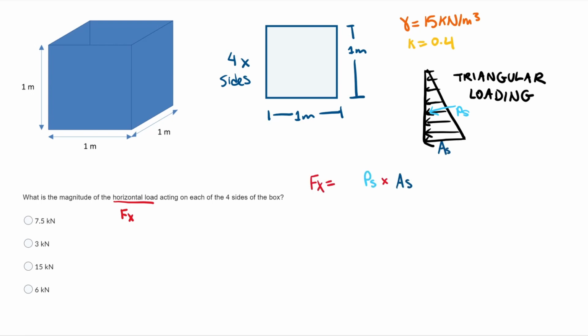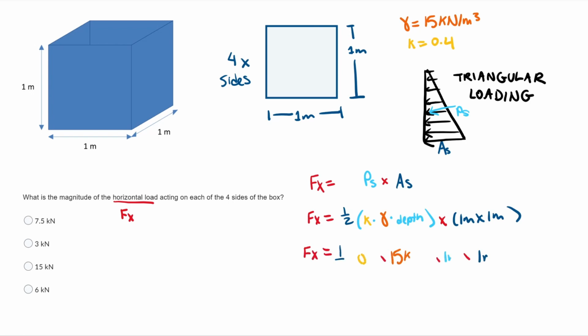So force X is equal to PS times AS, and if we input some values, you get 1/2 times K, because we're dealing with a horizontal loading here, times the density times the depth, times 1 meter times 1 meter. This 1/2 comes from the area because we're doing a triangular loading. I just put it at the front to be able to remember to do it.